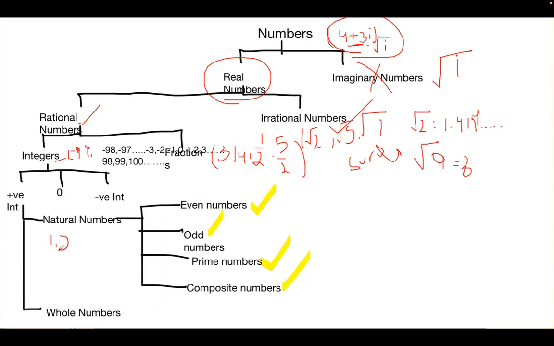1, 2, 3, and so on, infinity. Okay. So these are natural numbers.